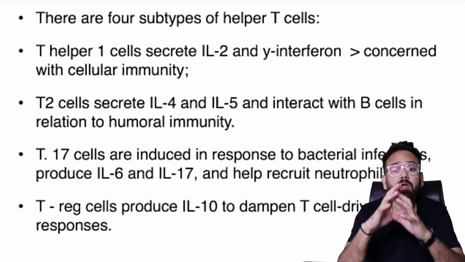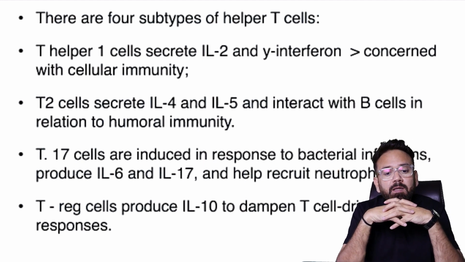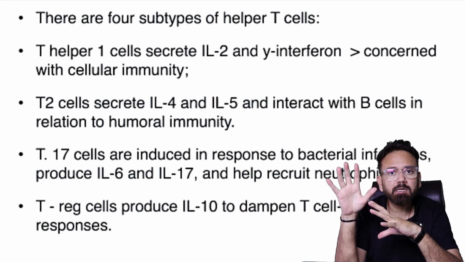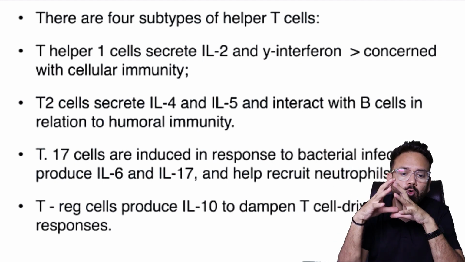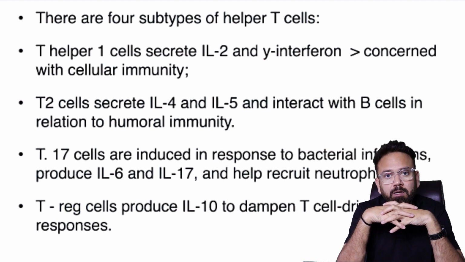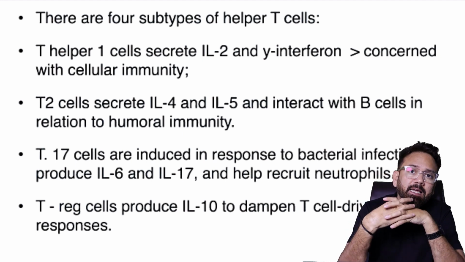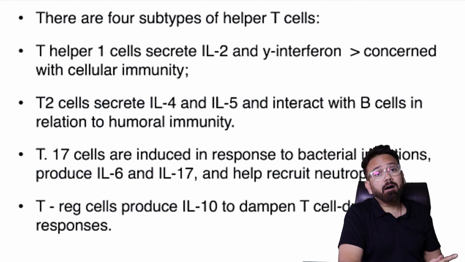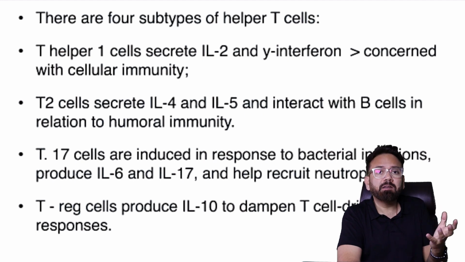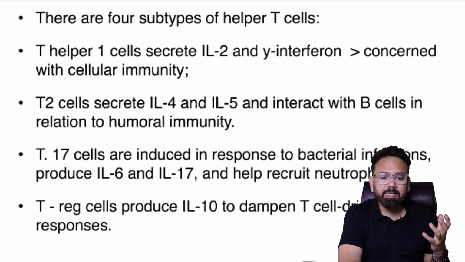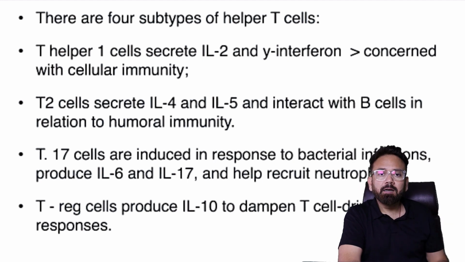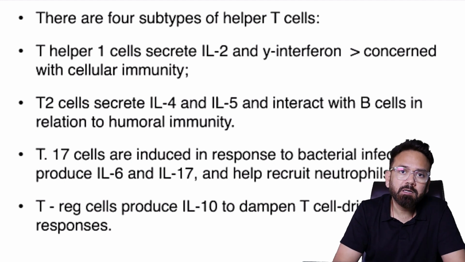Now let me summarize. There are 4 subtypes of helper T cell. T helper 1 secrete interleukin 2, gamma interferon, and are concerned with the cellular immunity. T helper 2 secrete interleukin 4, interleukin 5, and interact with the B cell in relation to the humoral immunity. T helper 17 are produced in response to the bacterial infection, produce interleukin 6, interleukin 17, and help in recruiting neutrophils. T regulatory cells produce interleukin 10 to dampen T cell driven response.